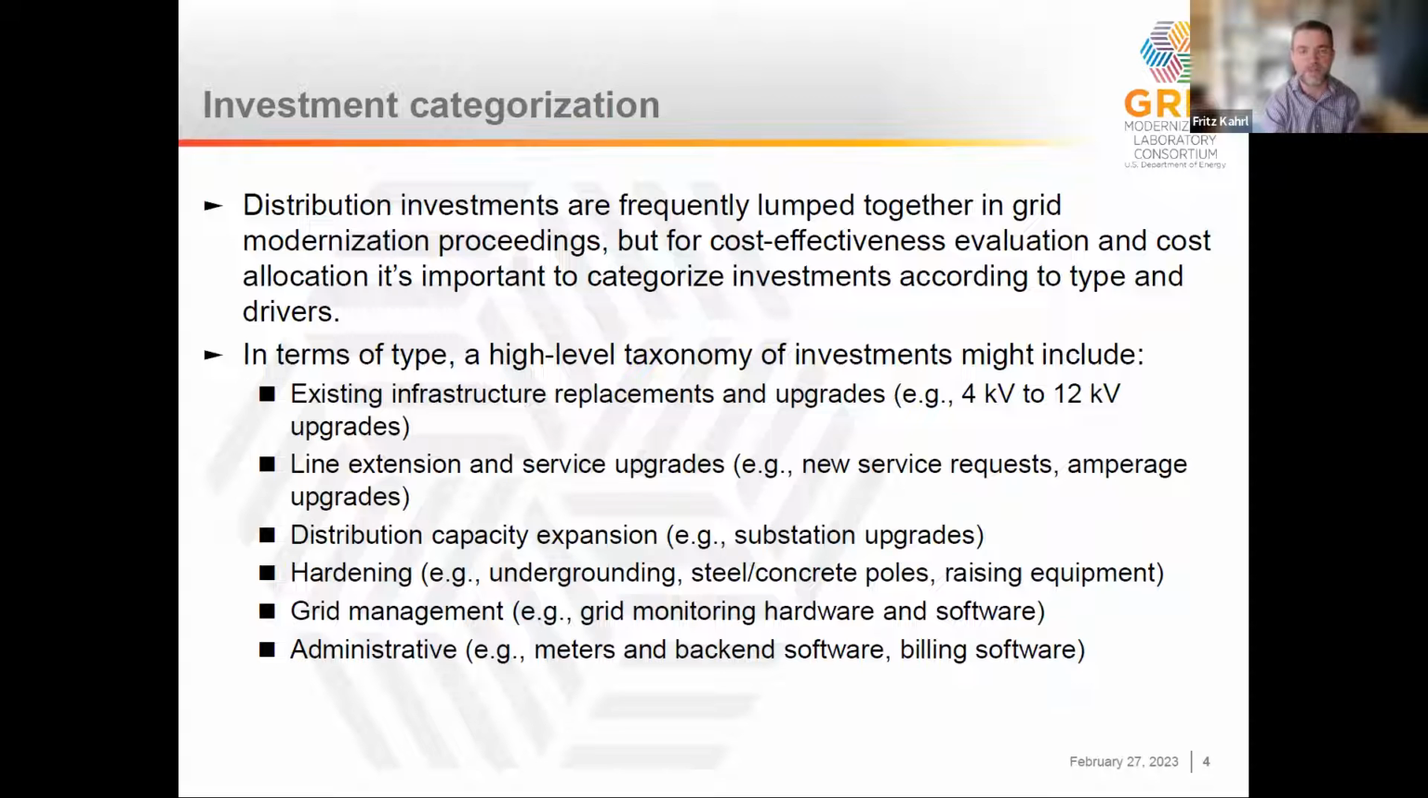So a big reason to separate out investments is that we can better figure out what goes where: which investments should be included in traditional utility capital and planning, which should be in grid modernization plans, and which should be triggered through customer interconnection.